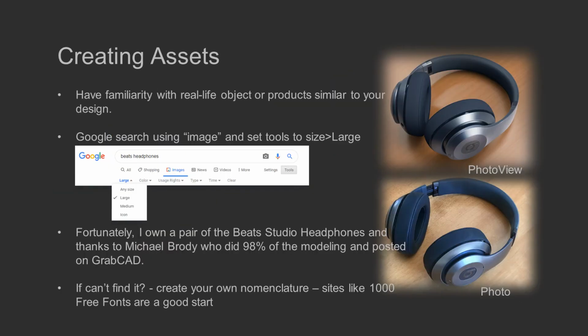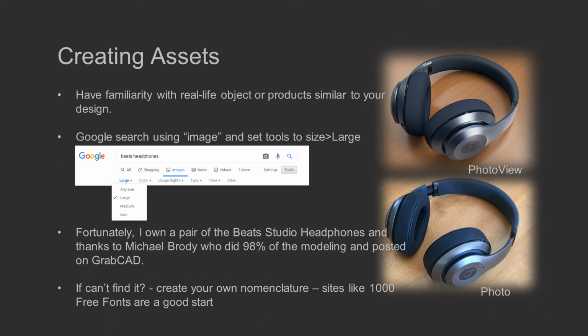So with creating assets, it's best to first get some images. If you're reproducing a real life object, get a lot of good reference images, and then if you can't find the actual nomenclature for that product, you can go out to the web and look for it.